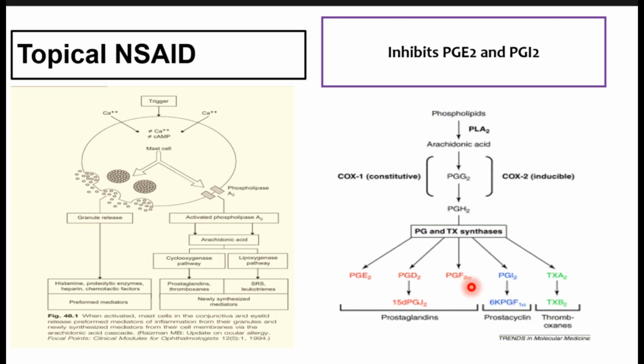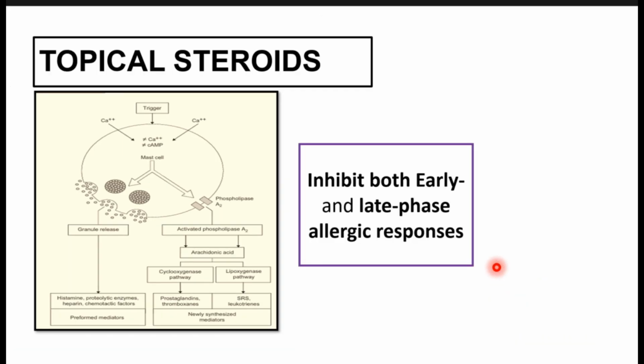E2, D2, F2 alpha form what is known as prostaglandins. I2 forms prostacyclin, and TXA2 and B2 are thromboxanes. Now, your topical NSAID is going to act on your prostaglandin E2 and prostaglandin I2, and they are the ones which are responsible for all the itching and the redness response in VKC. Okay, so that was your topical NSAID. I hope that is clear.